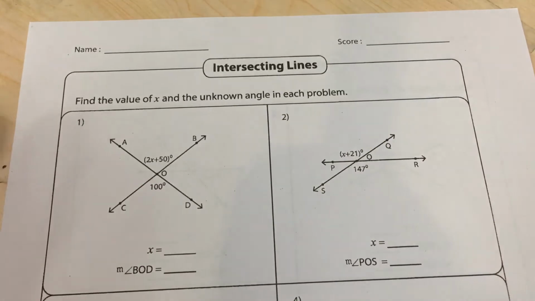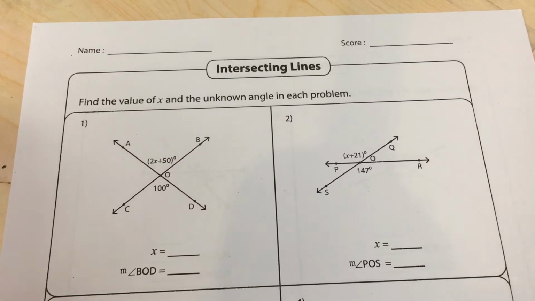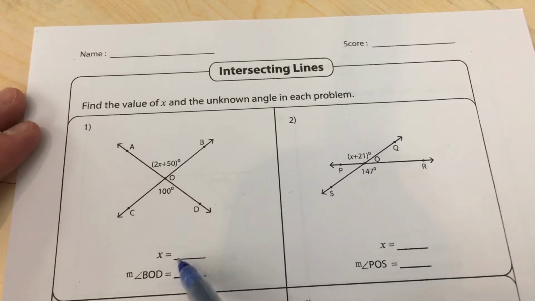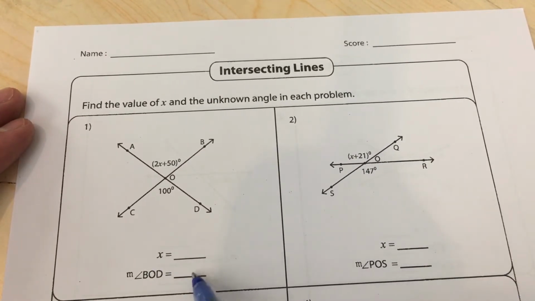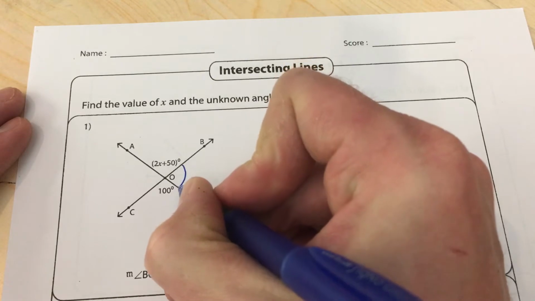And so just like in the previous lesson on isosceles triangles, we started giving you equations. Well, now you need to actually solve and look for 2 steps, because I'm asking for 2 things. Not only am I asking for x, I want to know what x is, but I want to know what the measure of angle BOD is. I want to know what this is right here.